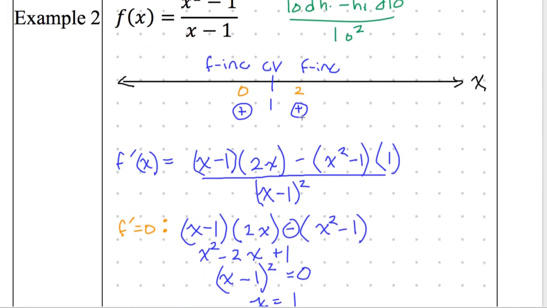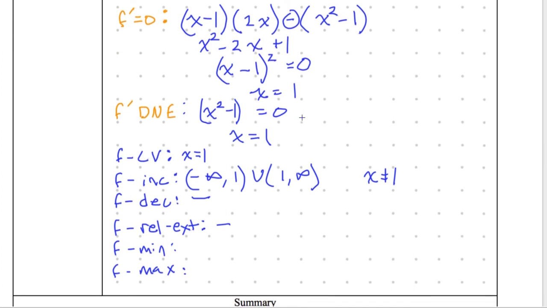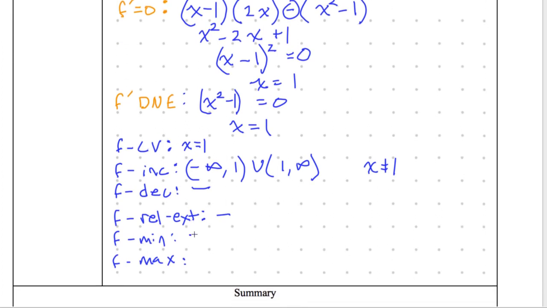Where's the f min? Also, where's the f max? You can't have any f min or f max because you didn't have an f relative extrema. Those are both subtypes of nothing. Yep, so they're all blanks.